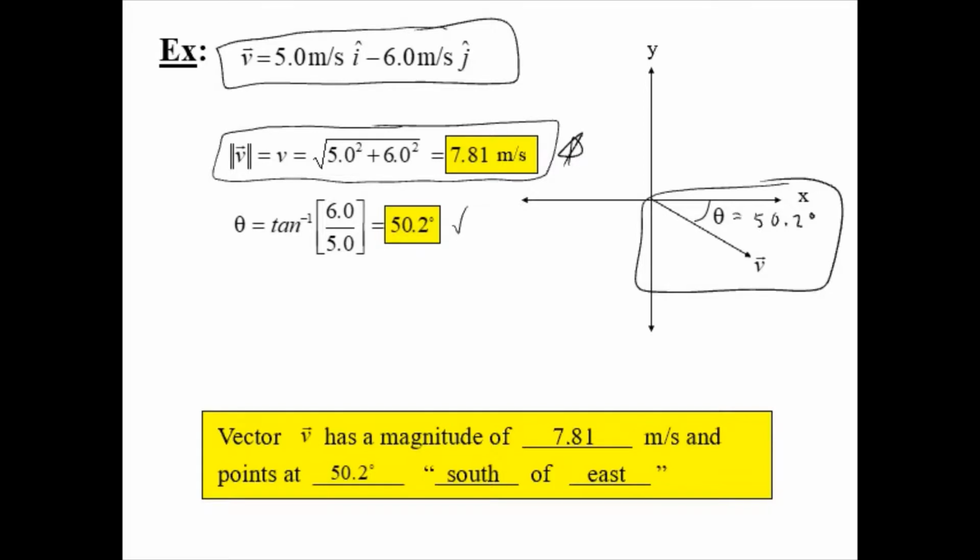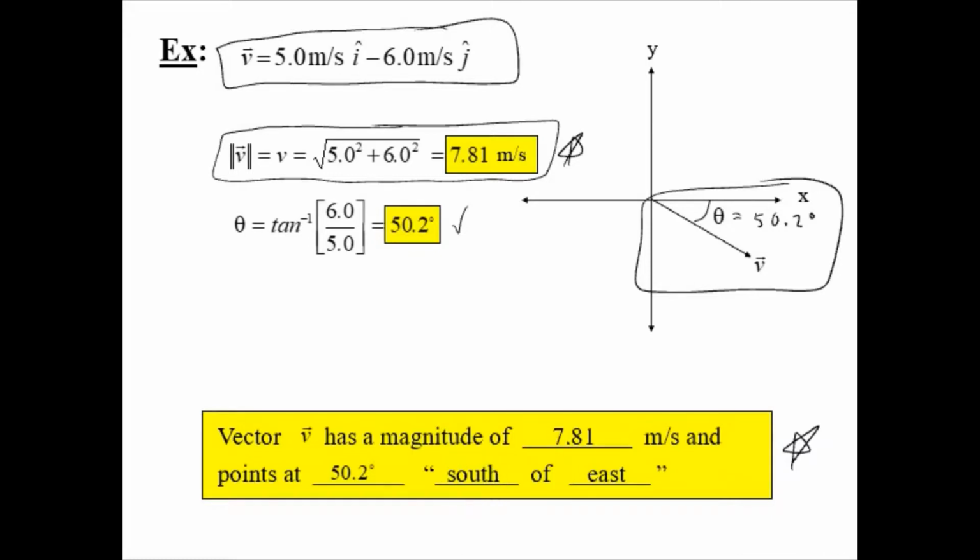And now I can finish the statement at the bottom, and I could say to somebody, hey, vector v has a magnitude of 7.8 meters per second. That's how fast the wind's blowing. And it's pointing at an angle of 50.2 degrees south of east. So in other words, the second direction is where you start from, and the first word tells you the direction you're heading from there.